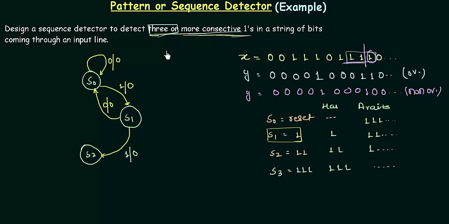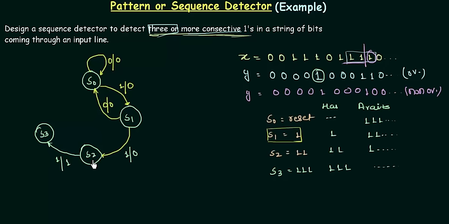I need triple ones. For now you just consider triple 1. When I have triple 1, I have the output as 1. More than triple 1 is good, but now you just see the triple 1. I have 1, I go to the next state. Then I again have my second 1, I go to the next state. And in the same way, if I have the other 1, I will go to the state S3, and the output will also become 1 because I have 3 ones now, 1, 1 and 1. You can see when I have 3 ones, my output is 1.